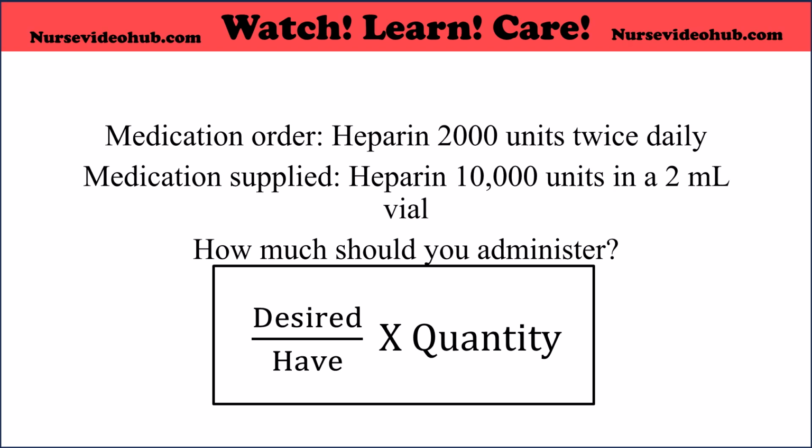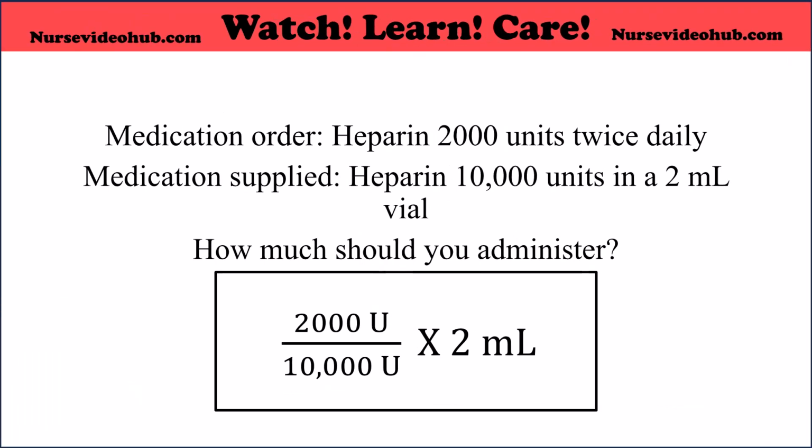Let's complete another calculation. The medication order is heparin, 2,000 units twice daily. The medication supplied is heparin, 10,000 units in a 2 milliliter vial. How much should you administer? Fill in the formula. Start by placing the quantity of the medication supplied. In this case, the form is 2 milliliters. Place 2 in the formula where the quantity goes.